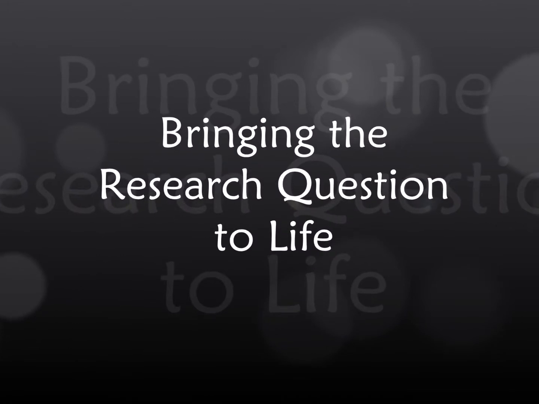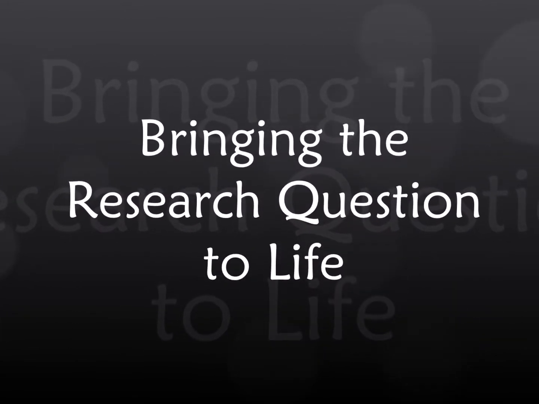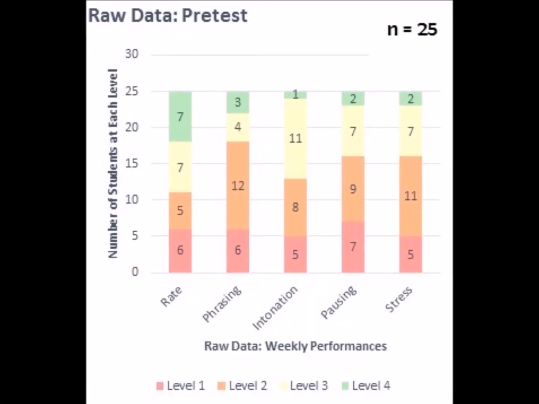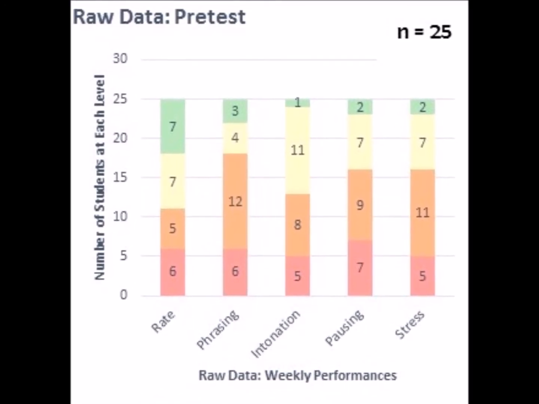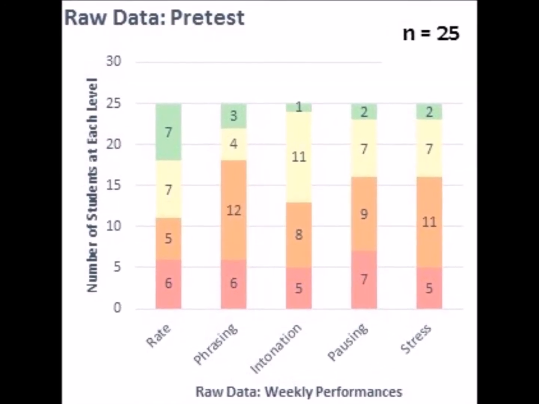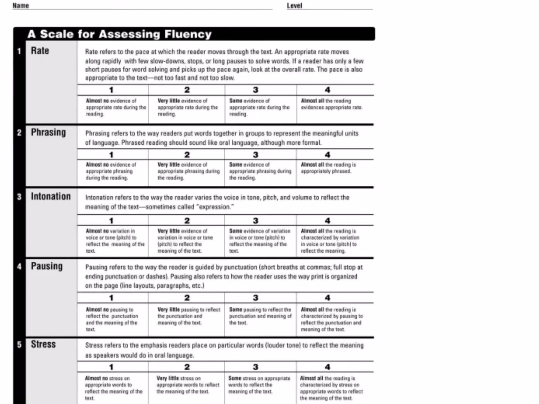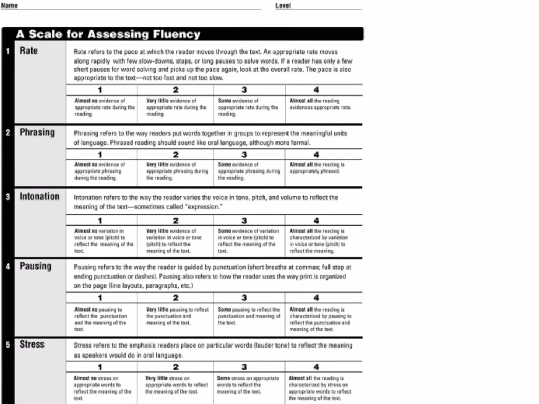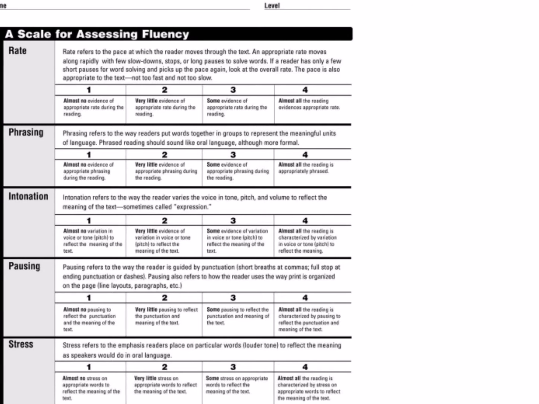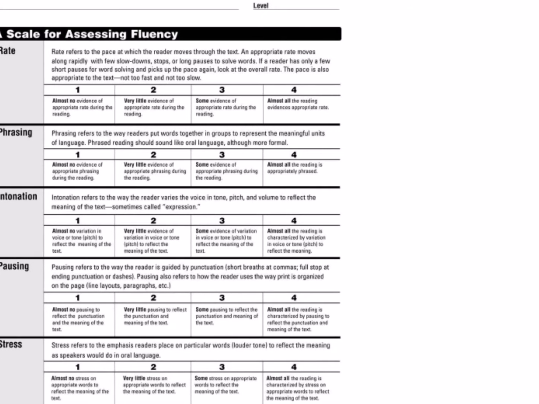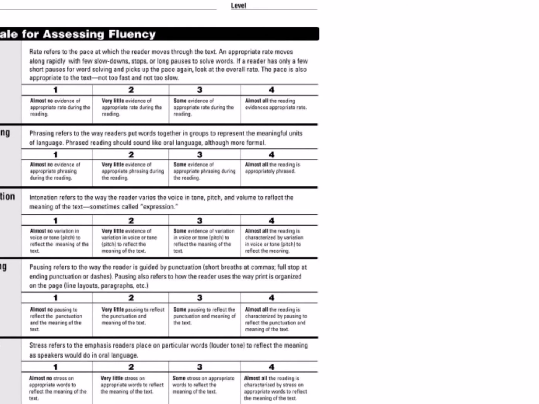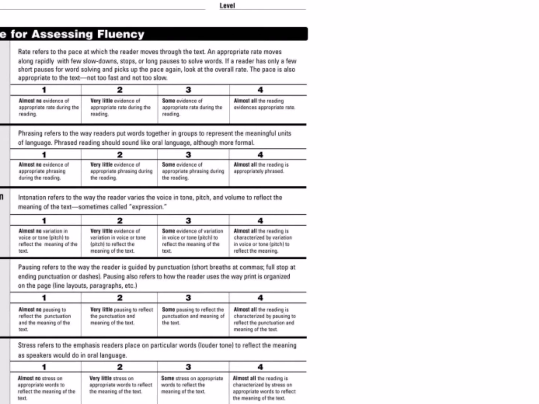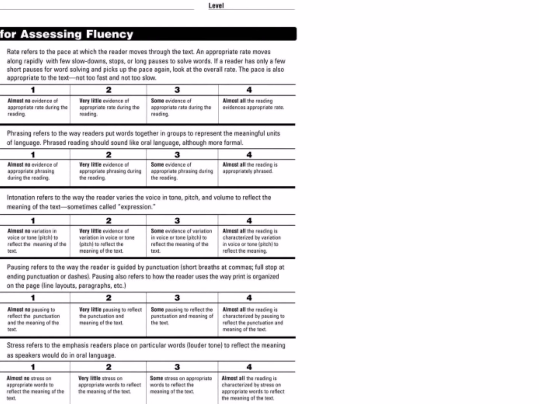At the beginning of this action research, I administered a pre-test to each student individually. The students read the same narrative reading passage while I listened and scored their fluency using the F&P scale for assessing fluency. I chose to use this scale because it included 5 different dimensions of fluency: rate, phrasing, intonation, pausing, and stress, where other scales included only 3 or 4.